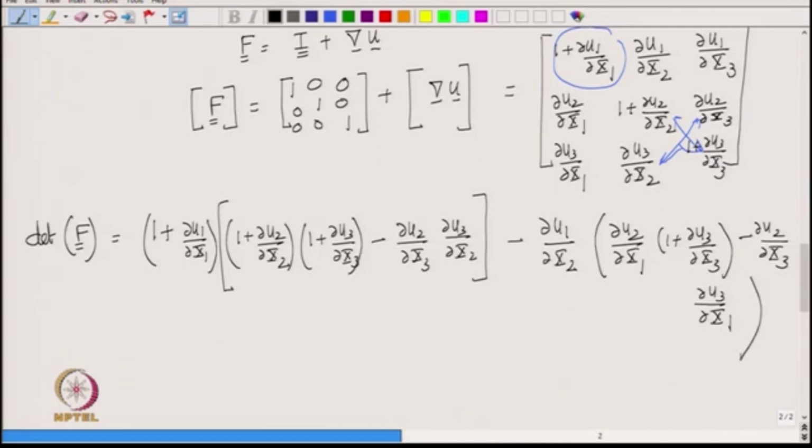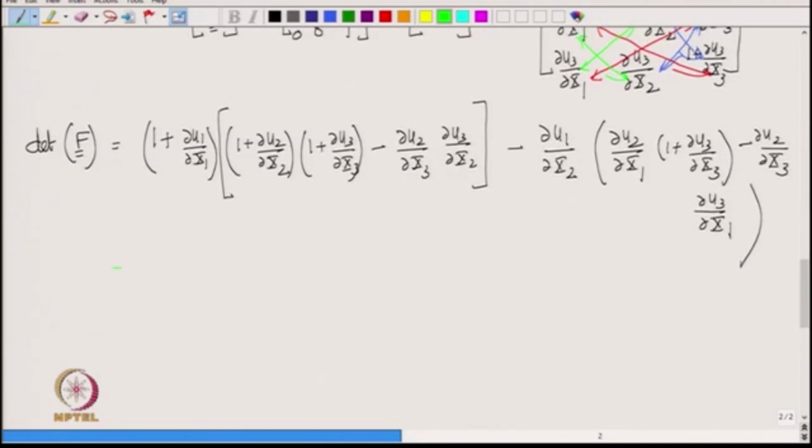And where is this coming from? This is coming from this entry multiplied with the cross multiplication of these two arrows. Likewise, you will also get for the third one, is not it, which would be this entry into the cross multiplication of these two, right.